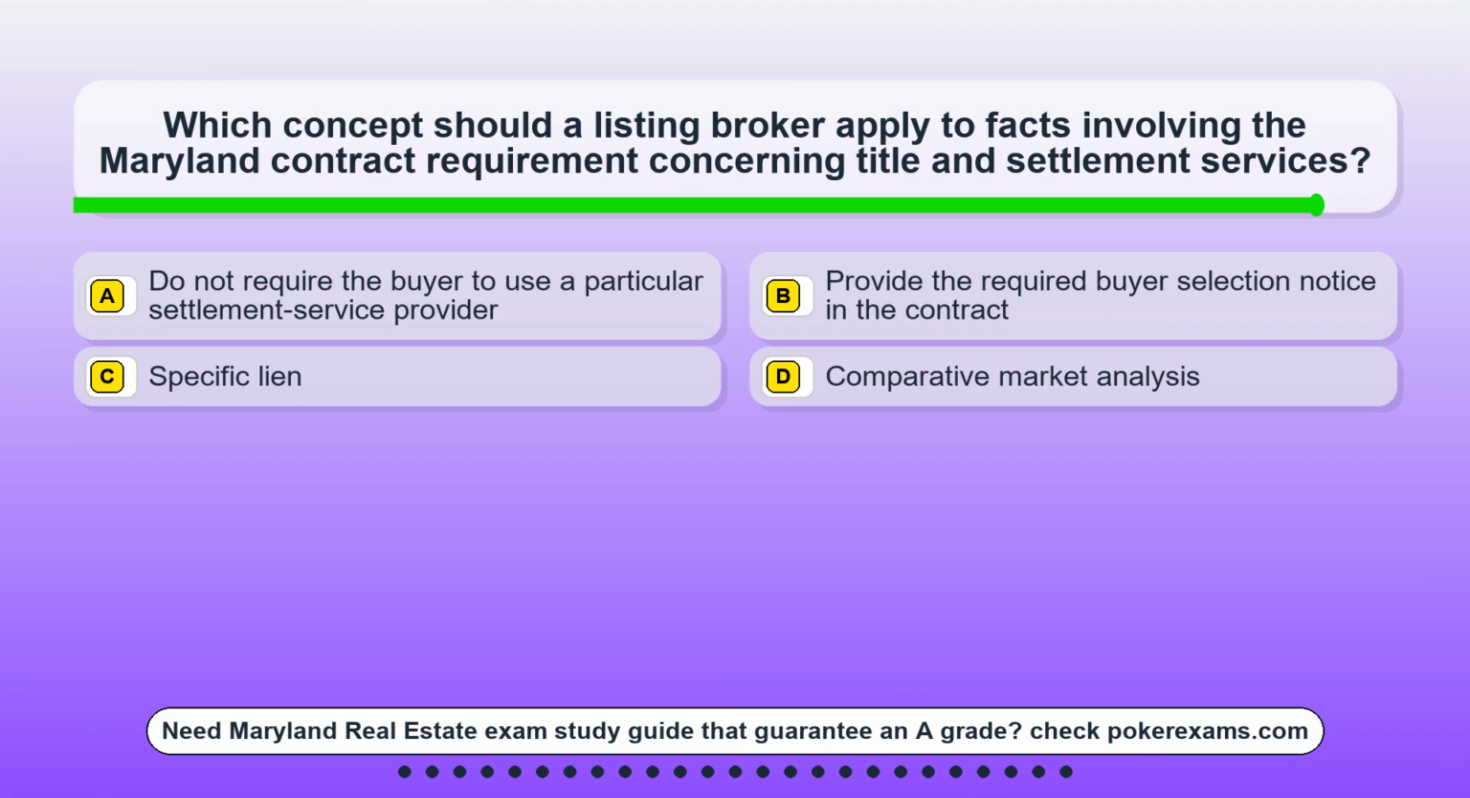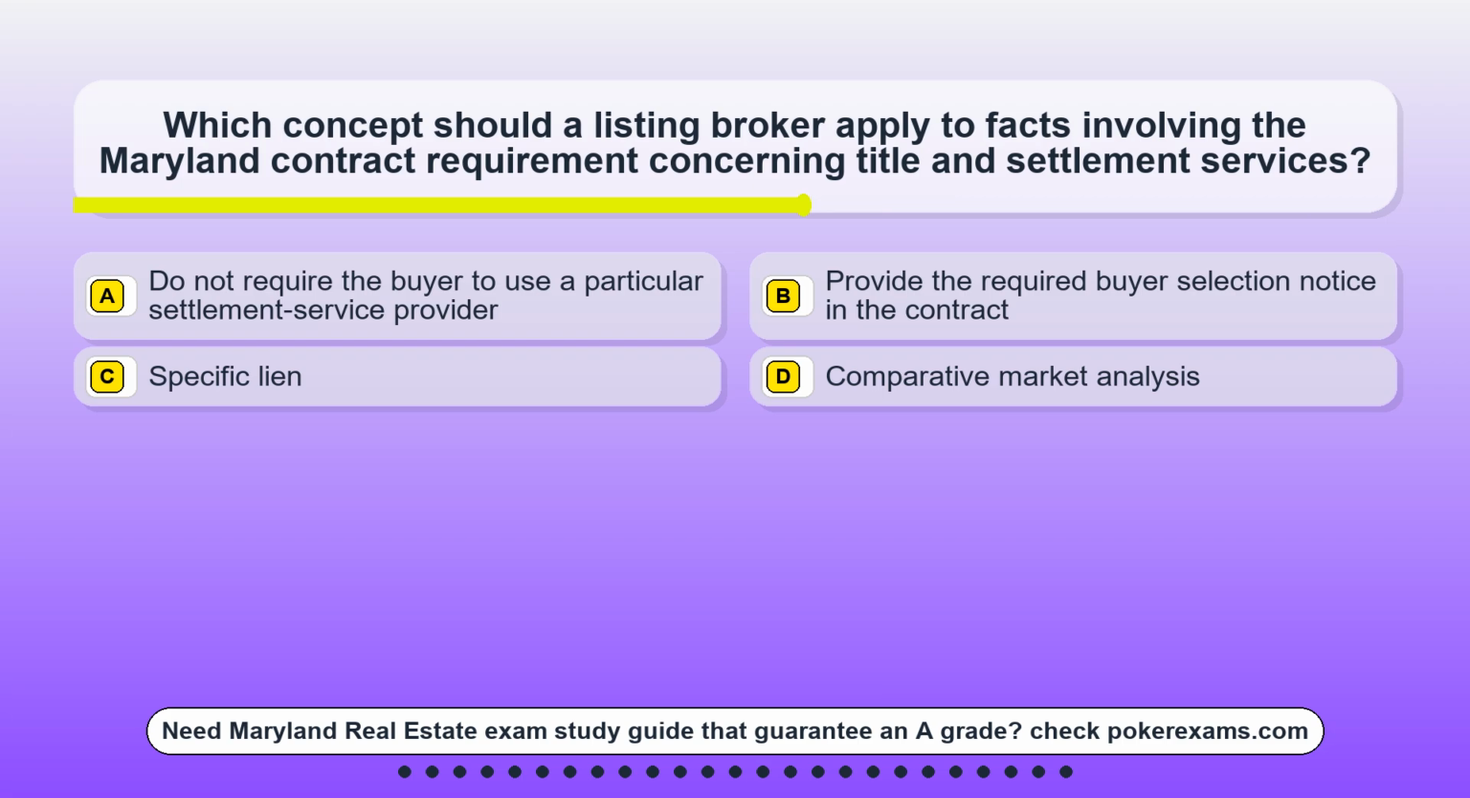Question 17. Which concept should a listing broker apply to facts involving the Maryland contract requirement concerning title and settlement services? Option A, do not require the buyer to use a particular settlement-service provider. Option B, provide the required buyer selection notice in the contract. Option C, specific lien. Option D, comparative market analysis.